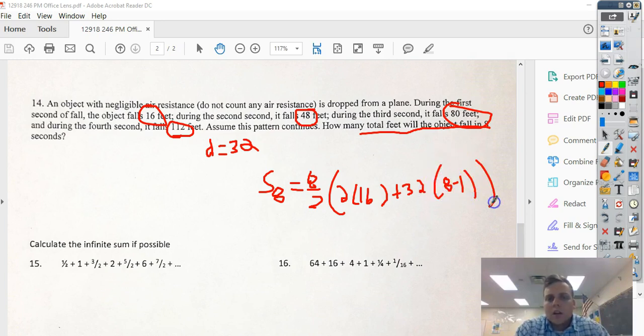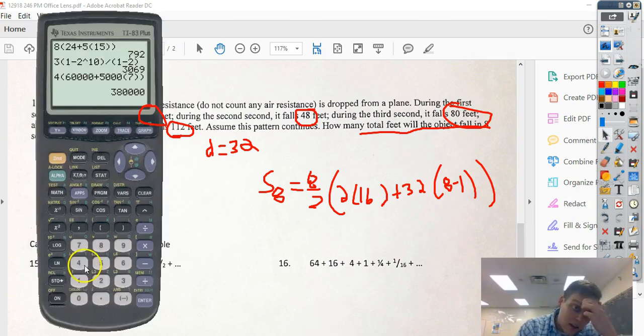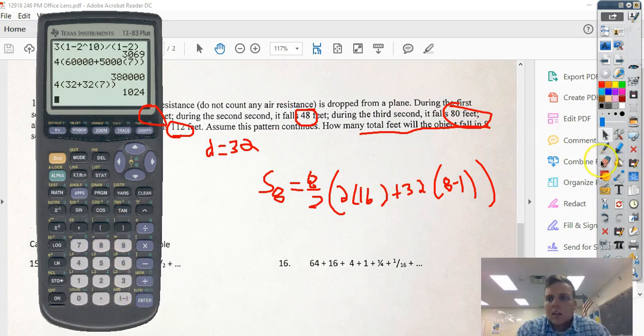I know that 8 divided by 2 is 4, so I'm going to grab my calculator to do the heavy lifting. I'm going to say 4 times, 2 times 16 is 32, plus 32 times 7. I'm going to get 1,024. So in all 8 seconds, if I added up how far it fell, 1,024.